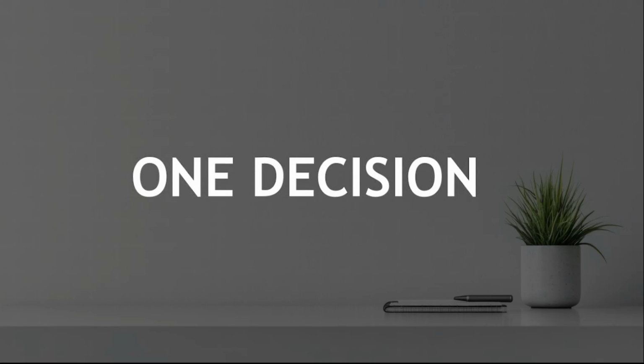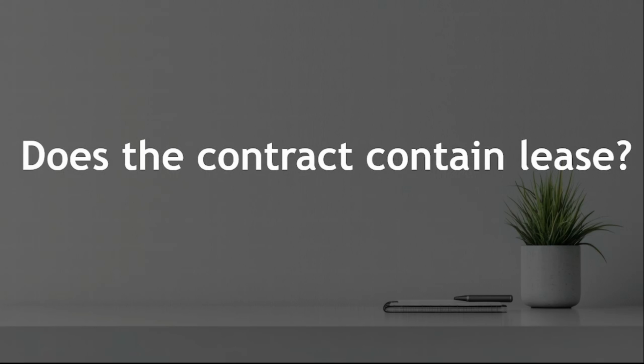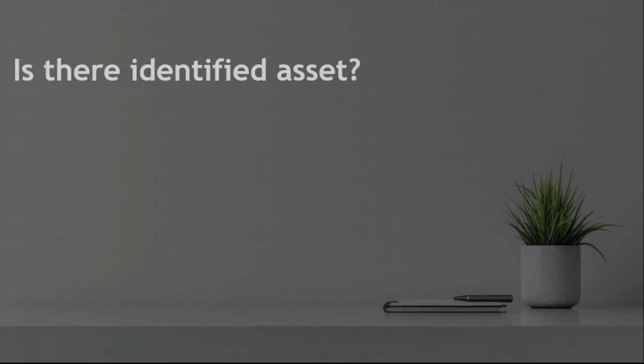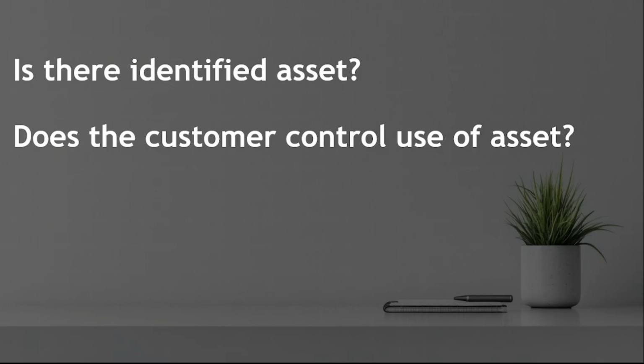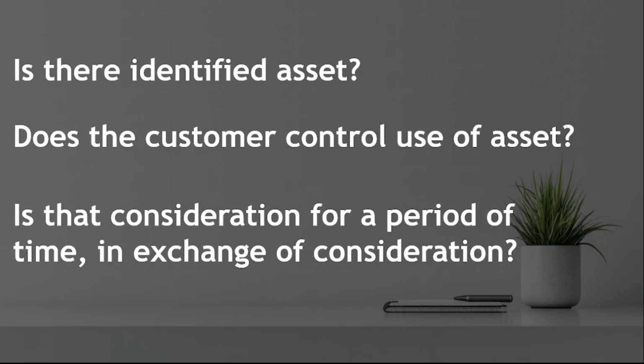Section 3. Identifying a lease, the core decision. Everything in IFRS 16 depends on one decision made at the start. Does the contract contain a lease? To answer that, there are three questions. First, is there an identified asset? Second, does the customer control the use of that asset? Third, is that for a period of time in exchange for consideration?